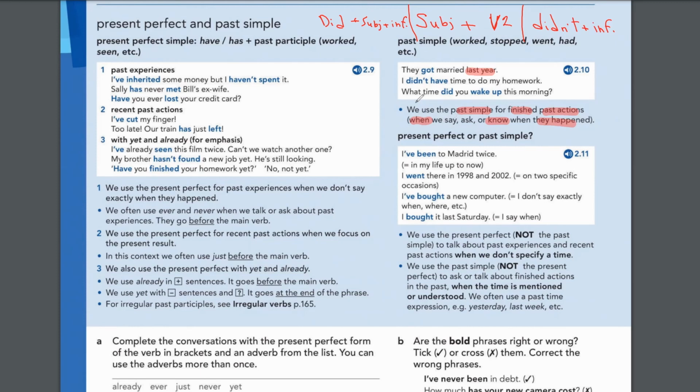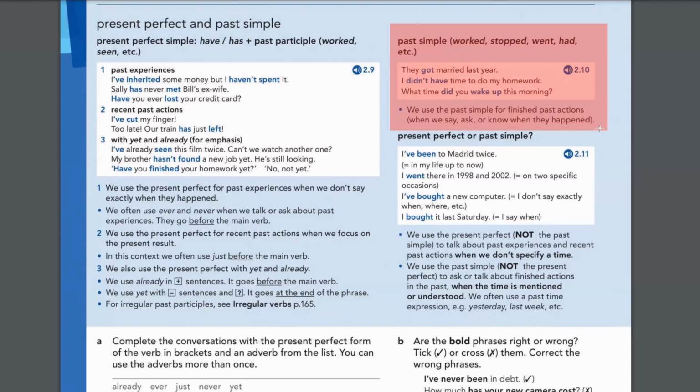Okay, now we've understood. As you can see, the examples are given. This is the positive: they got married last year. Negative: I didn't have time to do my homework. And question, obviously the question word you're going to put first, and then did you, infinitive: What time did you wake up this morning? So as you can see, it's a very small explanation here because, as I said, we have explained this enough in level 2 and level 3.